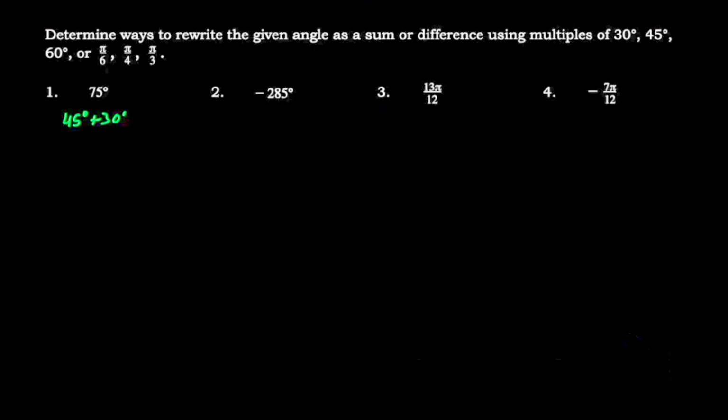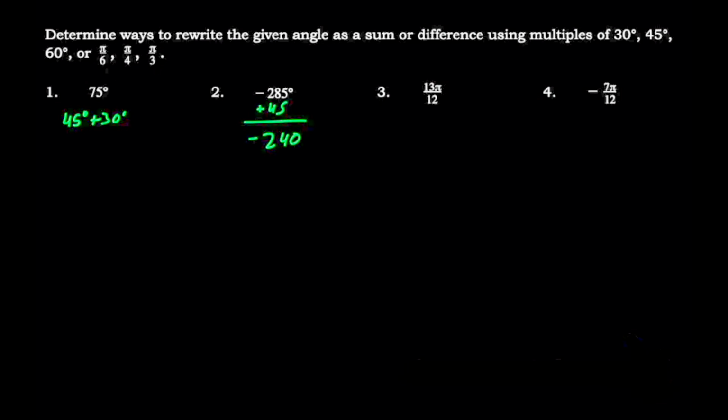But negative 285 degrees is a little bit tougher. The fact that we have a 5 in the end tells me that we need to use a 45 at some point. So first I'm going to add or subtract 45 degrees from this angle and just see what other angles are around it. Okay, so if I were to add 45 to this, we'd actually have negative 240.